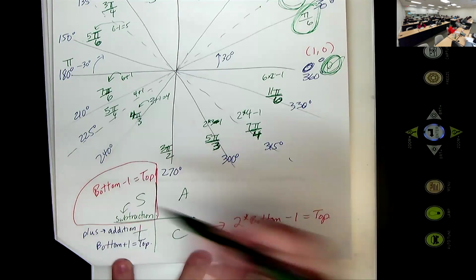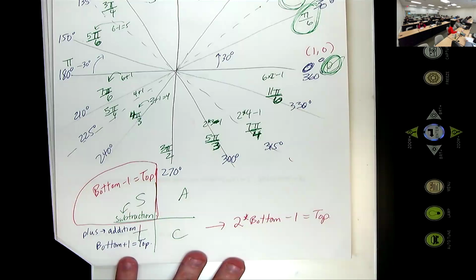So bottom -1, bottom +1. And then 2 times the bottom -1. Believe it or not, you can get filling out this picture down to like 5 minutes. It's flashcarding and stuff.